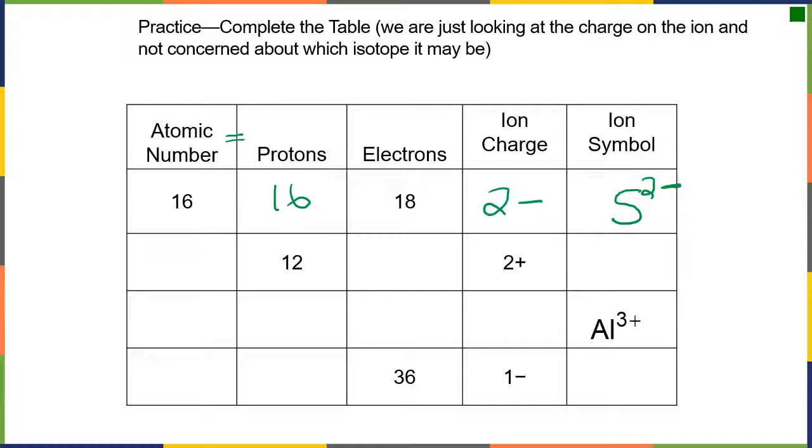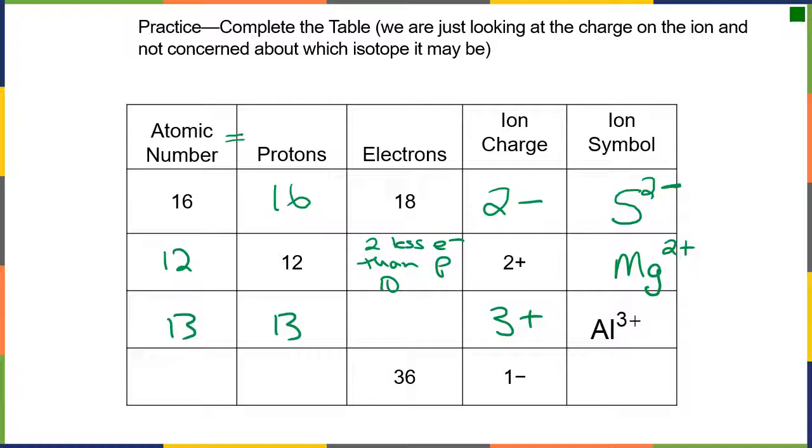If we have 12 protons and a charge of 2 plus, it tells us that we have 2 fewer electrons than protons, which tells us that we have 10 electrons. Our number of protons is the same as our atomic number, which is 12. If we look at 12, that is magnesium, and we put the charge right up here. Our aluminum, if our charge is 3 plus, we go back to aluminum and realize the number of protons is 13 and the atomic number is 13.